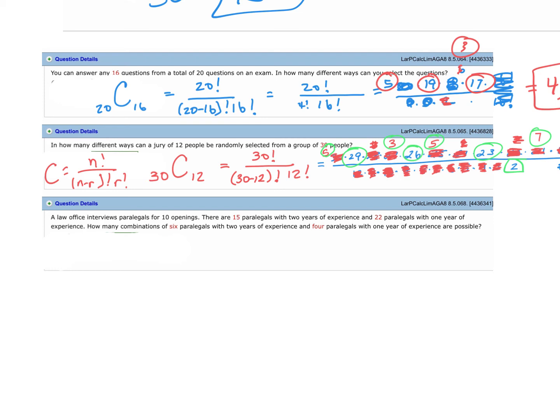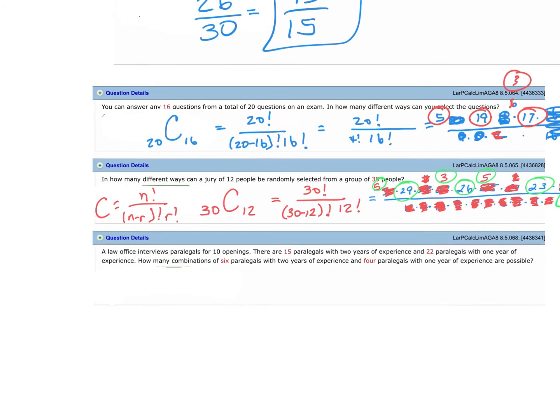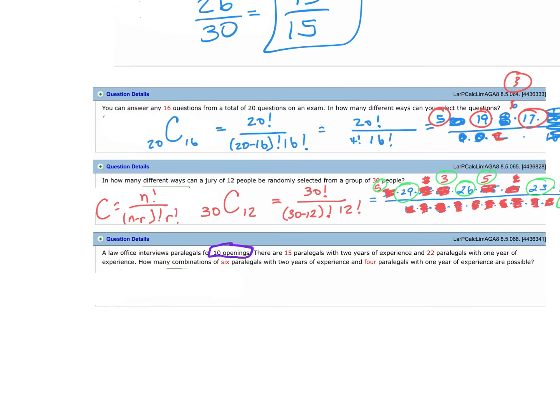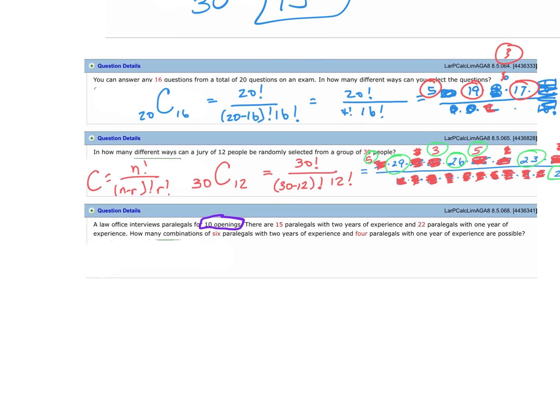The next one that we look at, they ask, what are the possible combinations, right? There's 10 openings. That's important, but we don't use that in our formula. There's 15 paralegals with 2 years experience, and then there's 22 paralegals with 1 year experience. So there's two different combinations. It says right here, how many combinations of six paralegals with two?